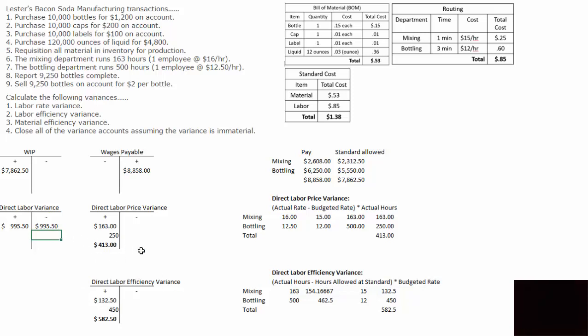So I hope this is helpful. You can go back and watch it as many times as you want, but that's how we work through the direct labor variances in an accounting system and how it works through the actual accounts.